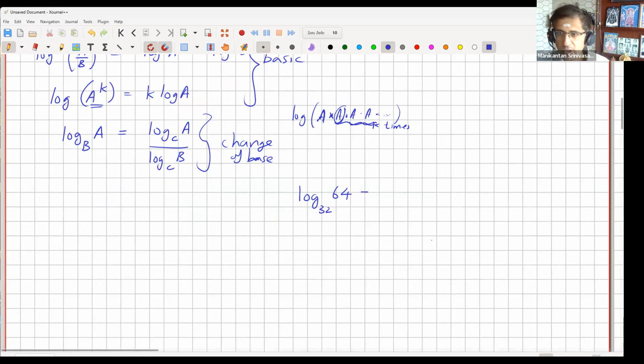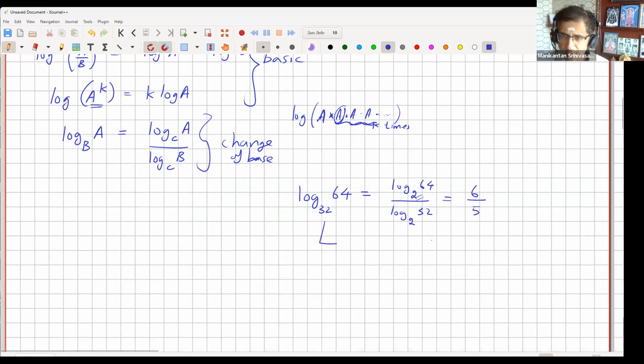So realizing that both are in the 2 power family, I can say this is the same as log 64 to the base 2 upon log 32 to the base 2, right? And therefore, I know the value for this is 6, I know the value for this is 5, and therefore it's 6 by 5. Right? And you don't have to necessarily say 2.